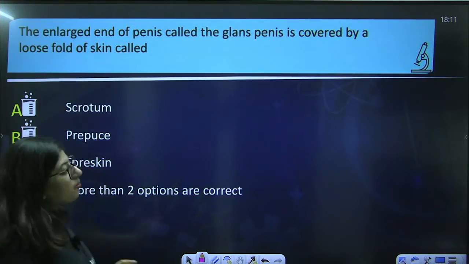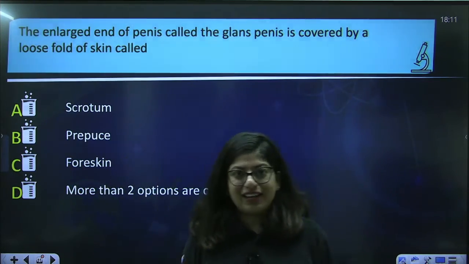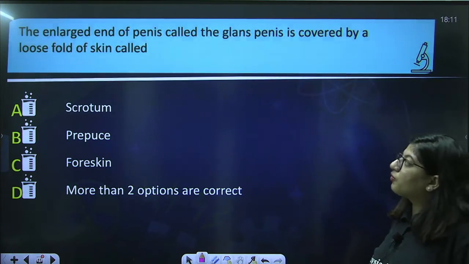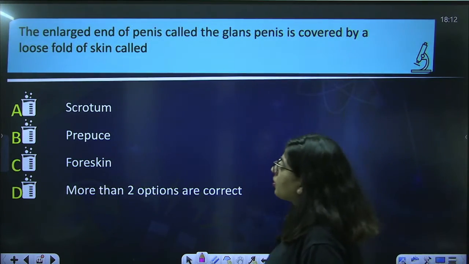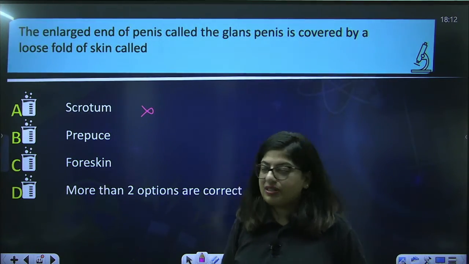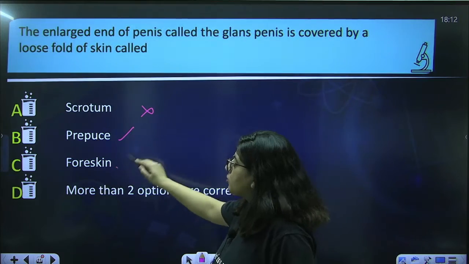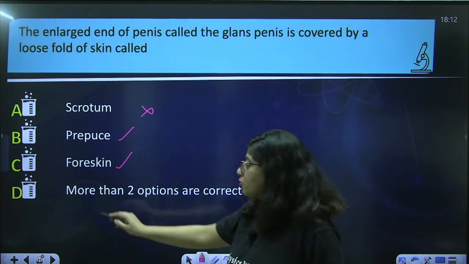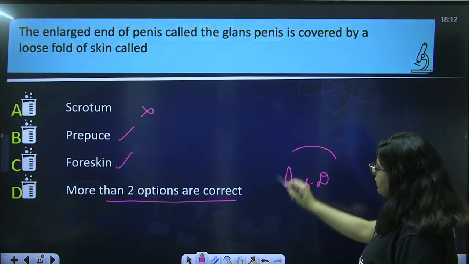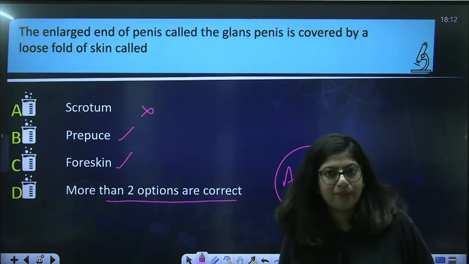So let's talk about the questions now for your understanding. The enlarged end of the penis, called glans penis, is covered by a loose fold of skin called, very simple question, scrotum? No. Scrotum is a sac-like structure where testes are present. Then prepuce, true, and also foreskin. So both are correct. So we can say more than two options are correct, and the answer is D.